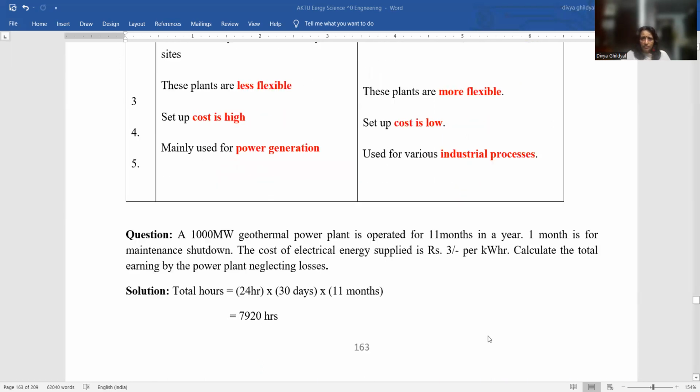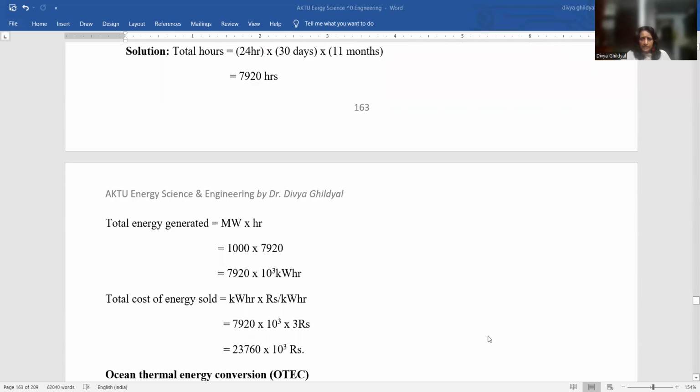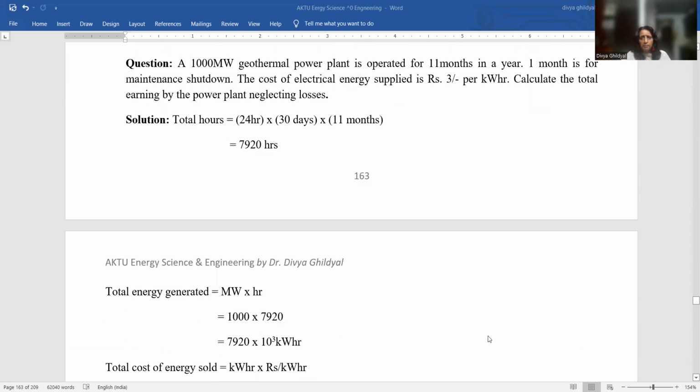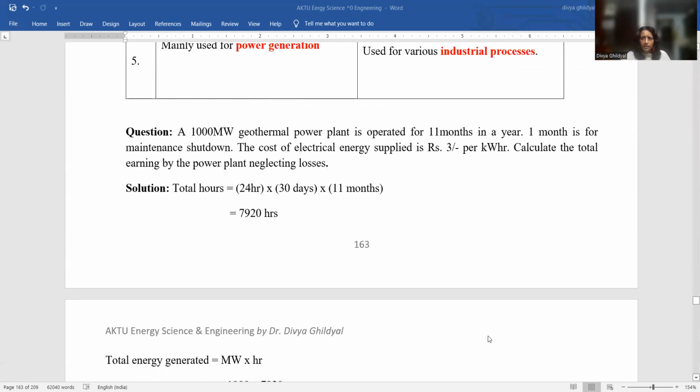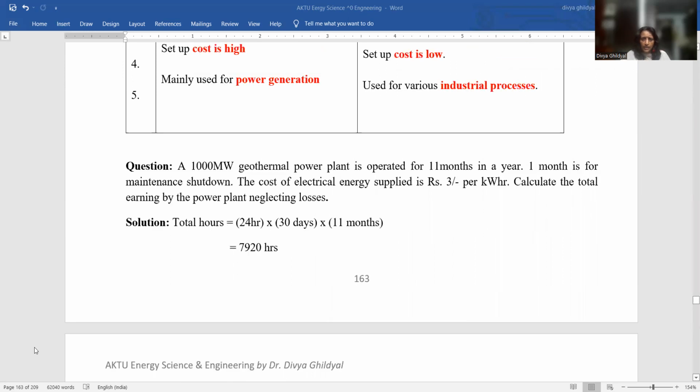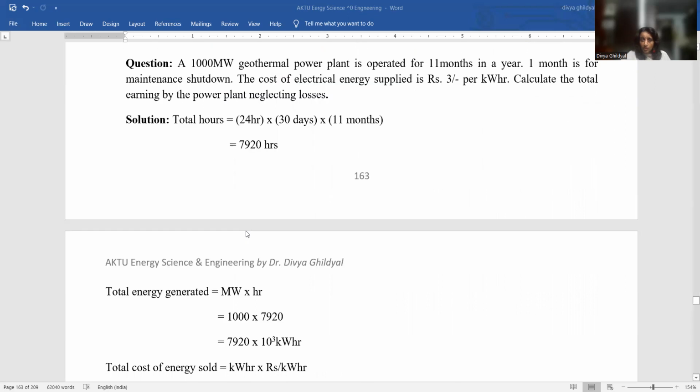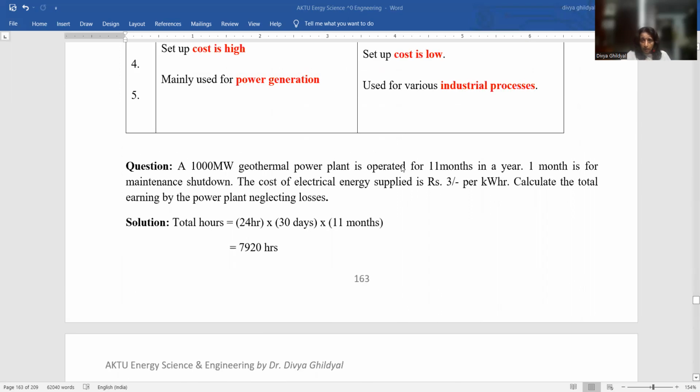Let me discuss one very simple numerical. Basically, this numerical is very simple, but it requires a bit of conversion factor, so I will clear you in this numerical. Do it along with me. A 1000 megawatt, that means if I convert this into watt, how much do I need to do? 1000 megawatt. So the geothermal power plant is operated for 11 months in a year.